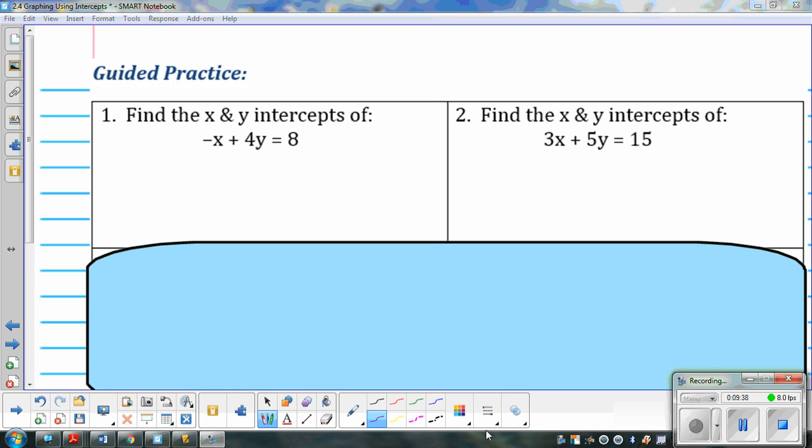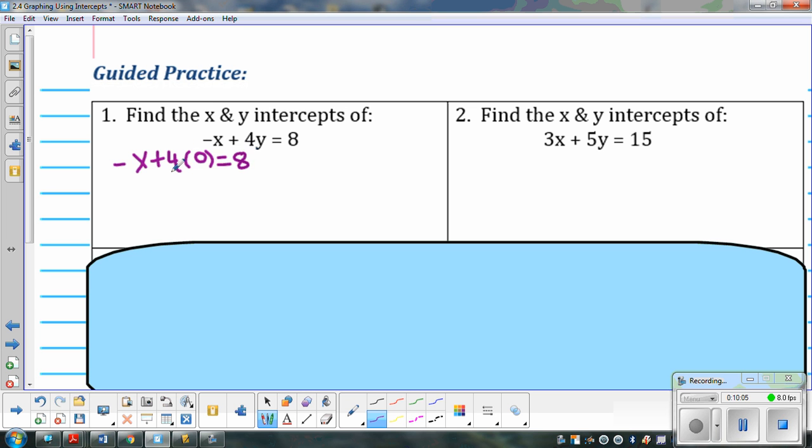So for these next 2 examples, we are simply going to find the x and the y intercepts mathematically. You'll notice there's no graph here. I don't want you to graph them. For the first 2, we just want to practice the actual math part of it. If I'm going to find the x-intercept first, that means I want to keep the x term, but it's the y that I want to replace with 0.